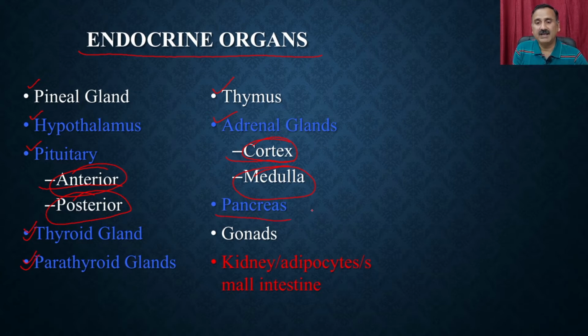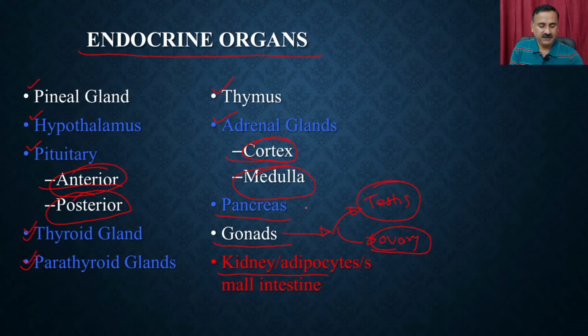Then we have the pancreas. We also have the gonads. Within the gonads we can have the testes or the ovaries, and both are actively involved in secreting hormones. And then we also have the kidneys, and that also is secreting some of the hormones.